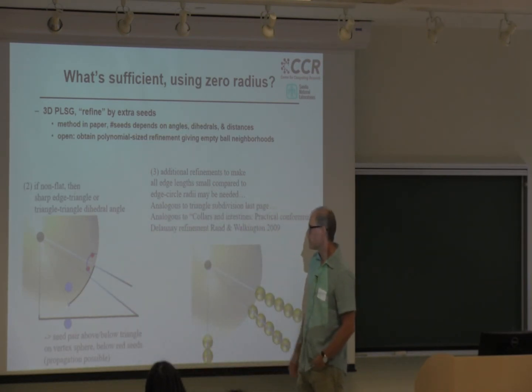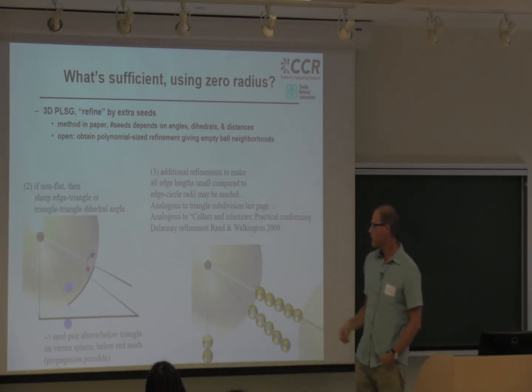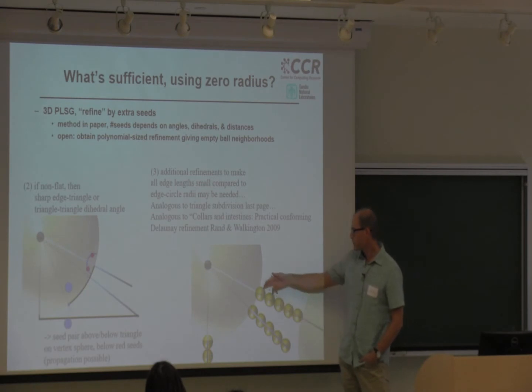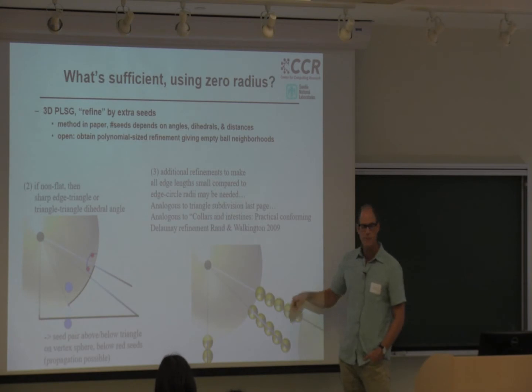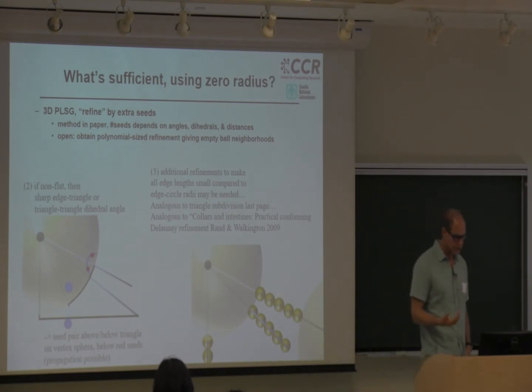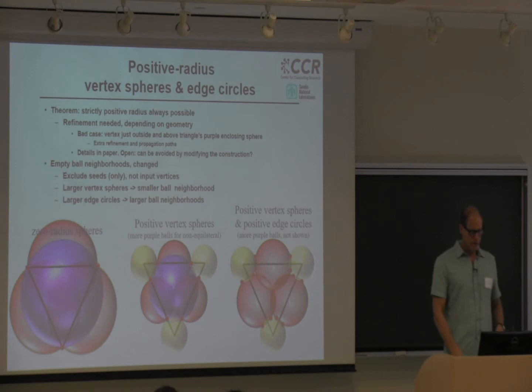And so now we need to add some extra seeds there. And to keep this from propagating back and forth as you move away from the vertex, you might have to refine the input edges outside the vertex seeds. You might need to refine them into something about the same size as the edge circles that you use. And this is very similar to what's been done for Delaunay refinement.